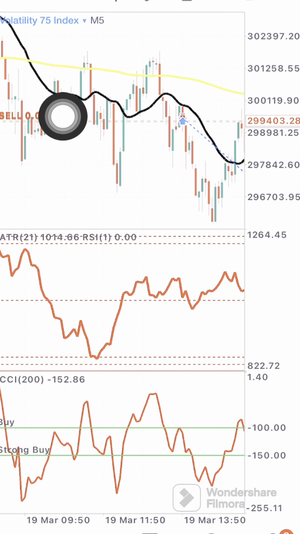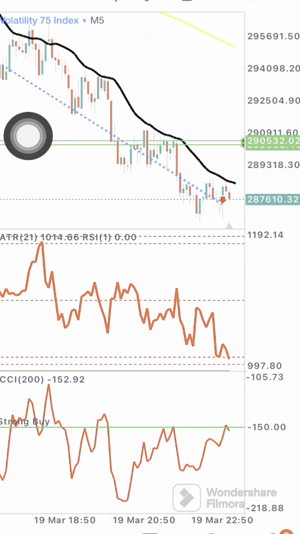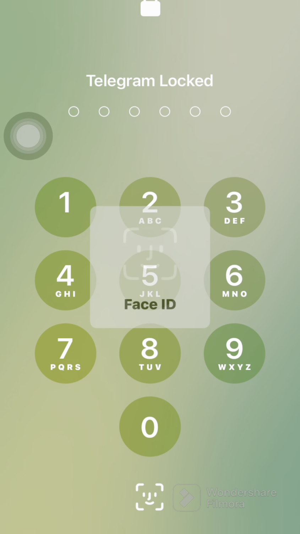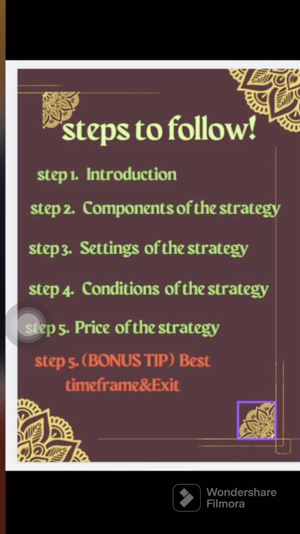This is where we get our confirmation entry and just take our trades. So let's go on now. Let's check our chart list, please. Next on the list is the conditions of this strategy. So what are the main conditions for this Volatility 75 index trading strategy?